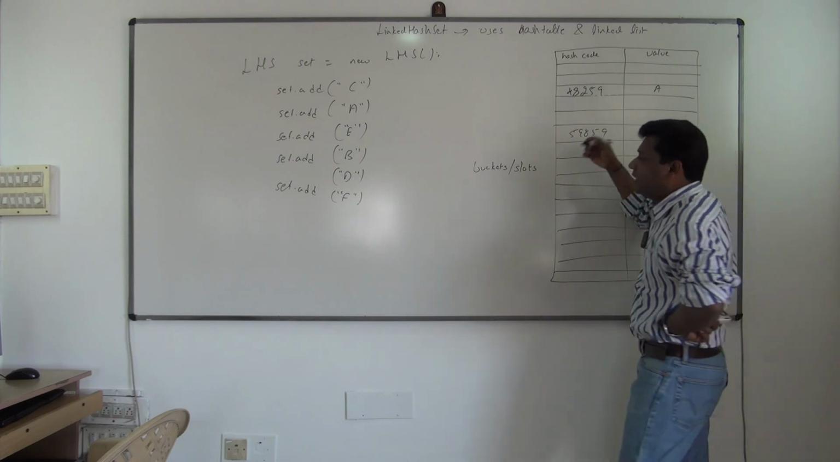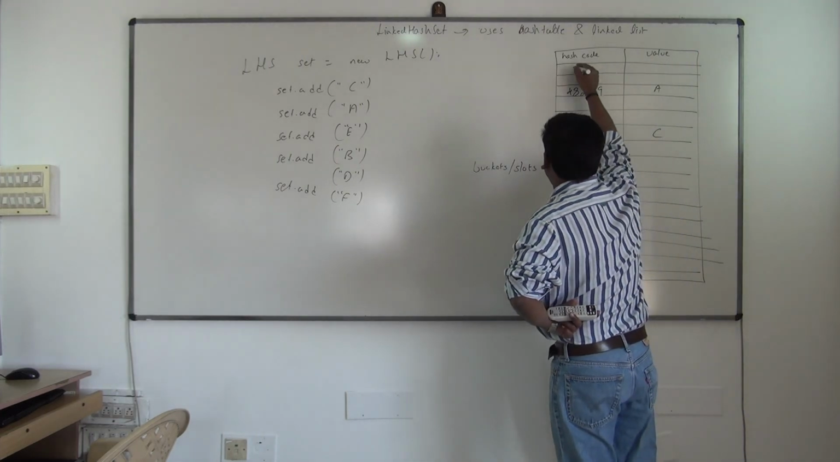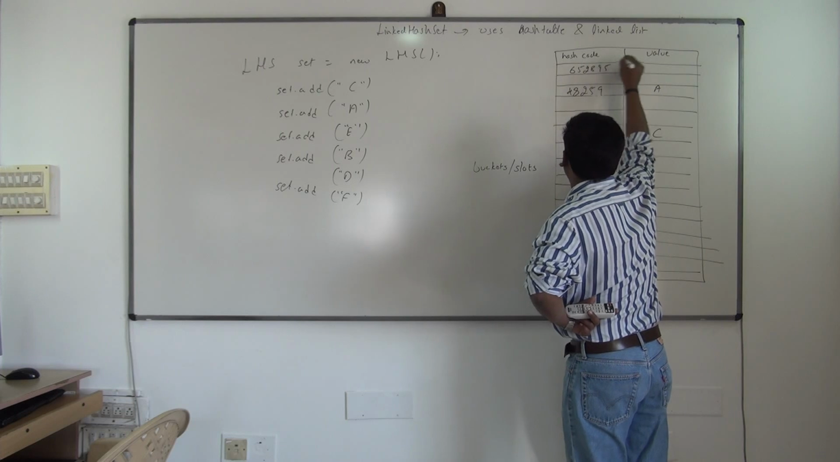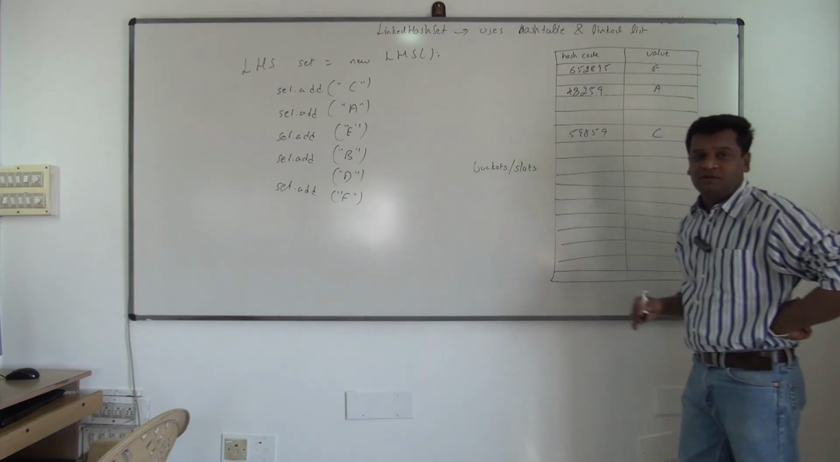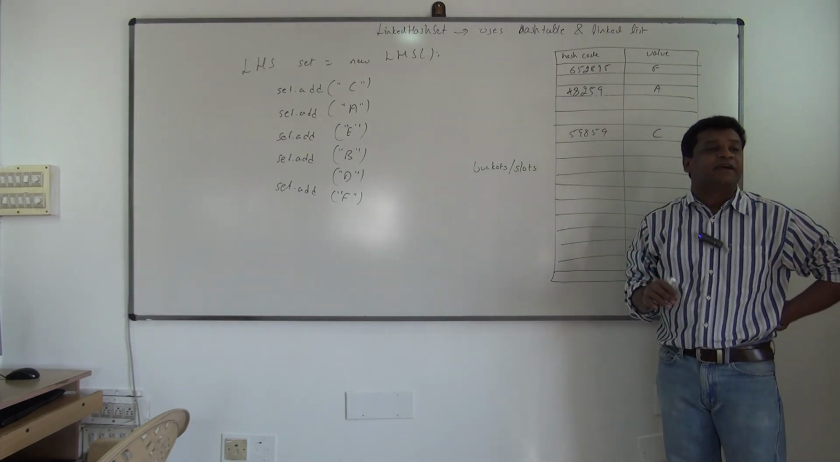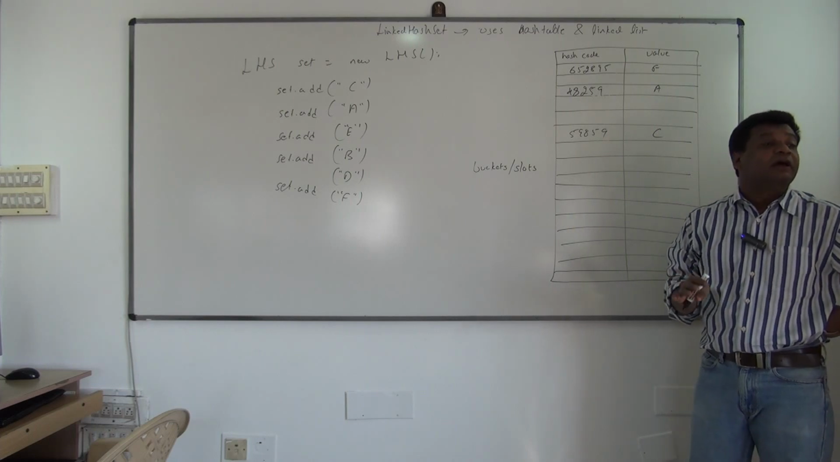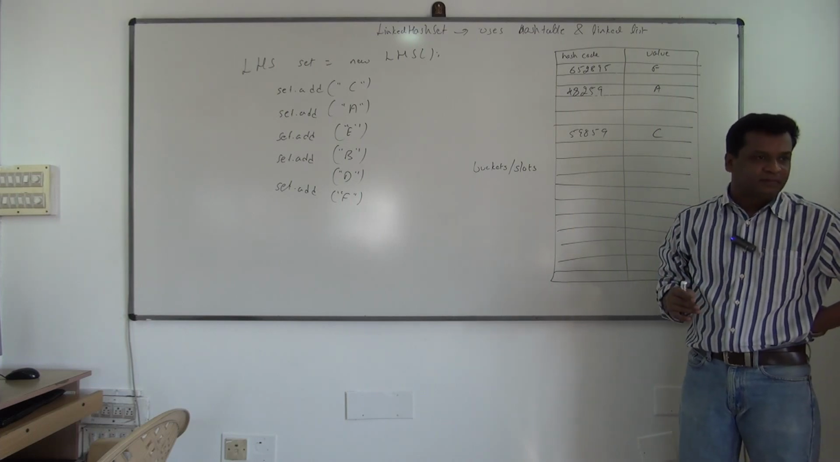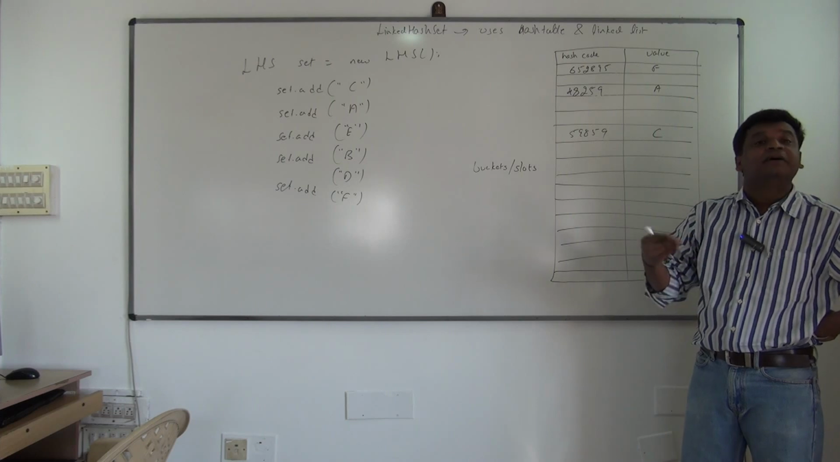Understood? So then again I'll add something, F. So supposing it is 6, 5, 2, 8, 9, 5. F will be stored here. Like this it goes on storing. So that is why the elements in a hash set are always stored in random order. You can't predict the order, because it will be stored based on the hash code.